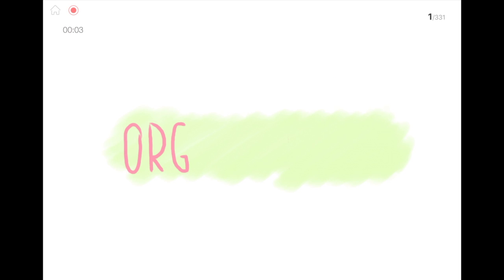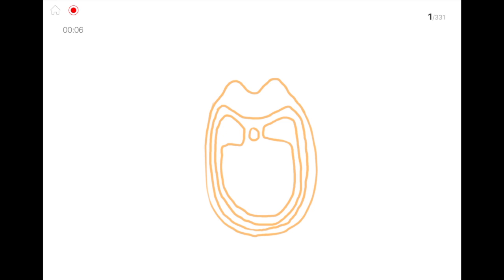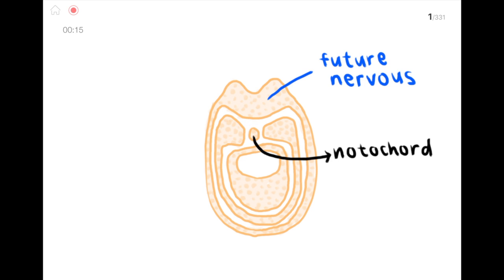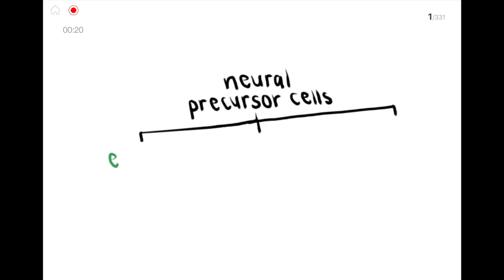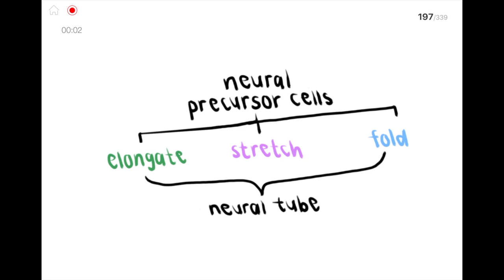After gastrulation, the frog goes to a stage called organogenesis. This stage begins when the cells of the most dorsal region of the mesoderm condense to form the notochord. The notochord produces signals that redirect the fate of the ectodermal cells above it, which will become the nervous system. At this stage, the embryo is called a neurula. The neural precursor cells elongate, stretch, and fold into the embryo, forming the neural tube.